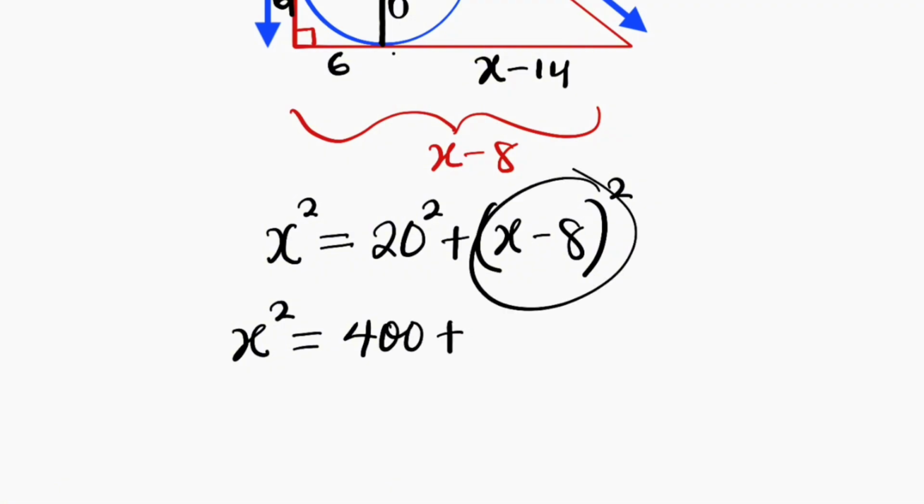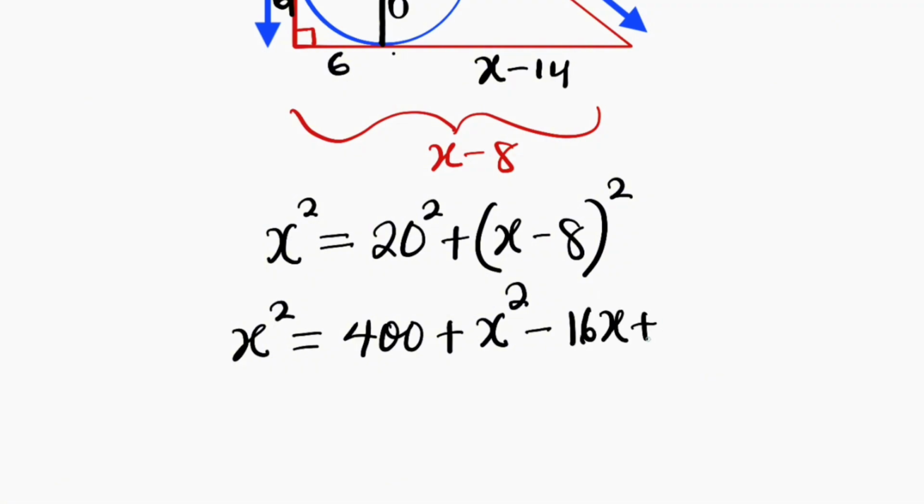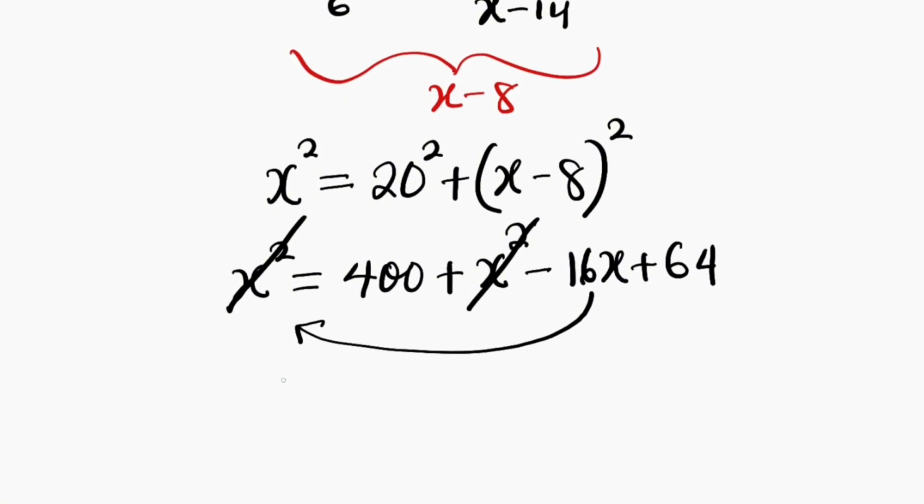plus, this is a binomial expansion. You take the first term, you square that, you minus 2 times x times 8 is 16x, then plus 8 squared is 64. All right, this is the expansion. The left hand side we have x squared, the right hand side we have x squared. They will cancel. So I would like to take this one to the left, which is from negative 16x to positive 16x. And the right hand side we have 464, that is 464.